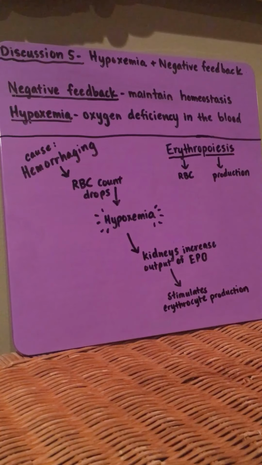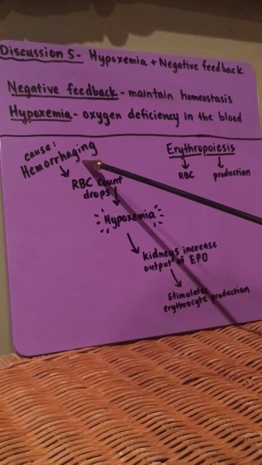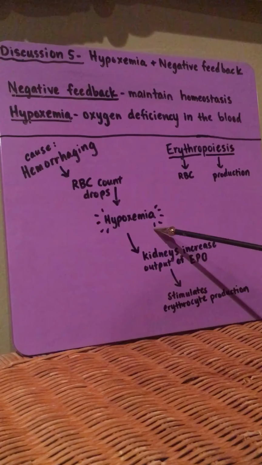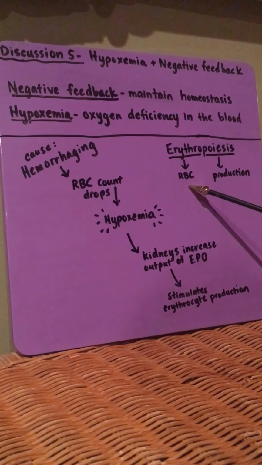So, how does the body maintain a stable RBC count? Through the use of a negative feedback loop. When a person's RBC count drops, due to hemorrhaging for example, it may result in a state of hypoxemia, where there isn't enough oxygen in the blood for the body to use. In order to bring the body back to homeostasis, the kidneys will increase their output of a hormone called erythropoietin, or EPO, which stimulates erythrocyte production in the red bone marrow via a process called erythropoiesis, where erythro is referring to the red blood cells and poiesis means production.